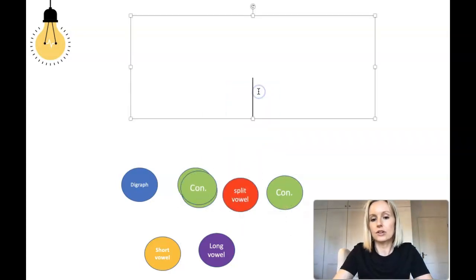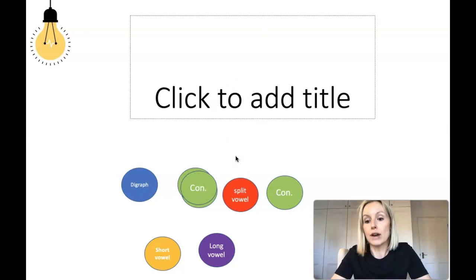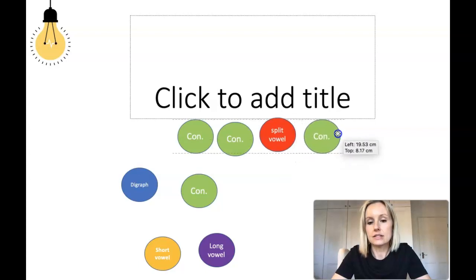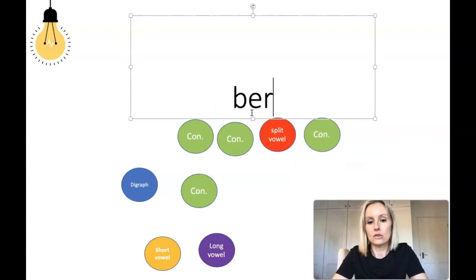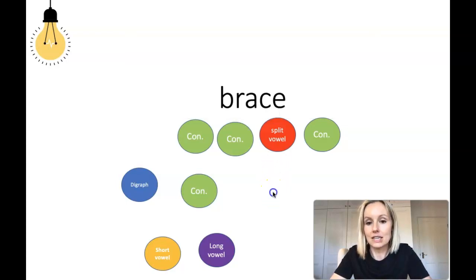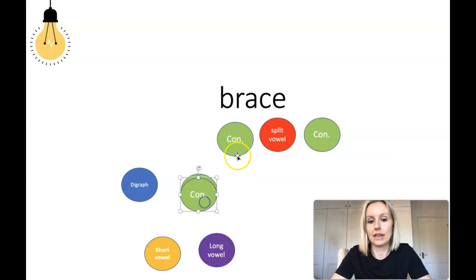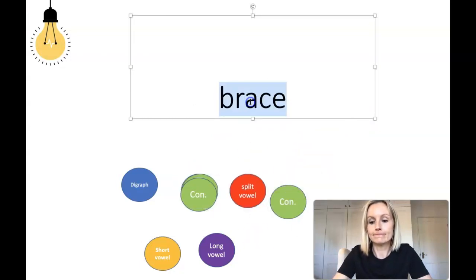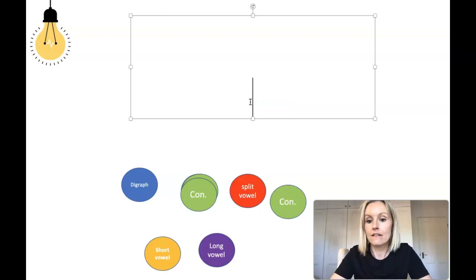The next word you're going to write is brace. So we have B, R, A, S. Oops. Oh, and I know what I just learnt, that it has to be the letter C because there's an E at the end. Brace, brace. Excellent. Now let's do one more of the same pattern.